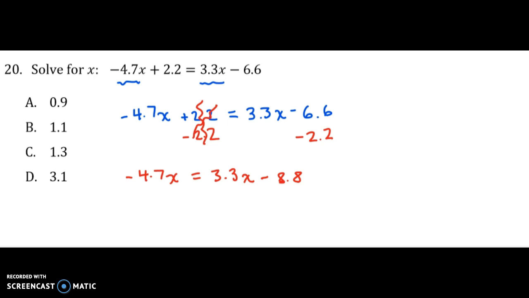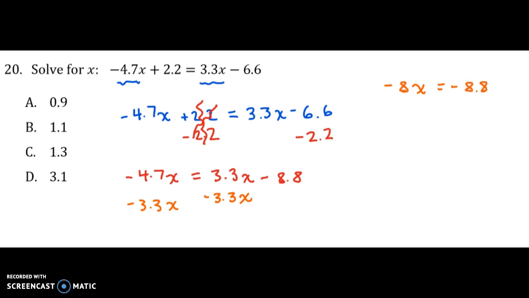So to do that, I'm going to be subtracting 3.3x from the right-hand side, which of course means I need to subtract 3.3x from the left-hand side. So if I go ahead and do that, what I've got is a negative 8x on the left-hand side, and I've got a negative 8.8 on the right-hand side.